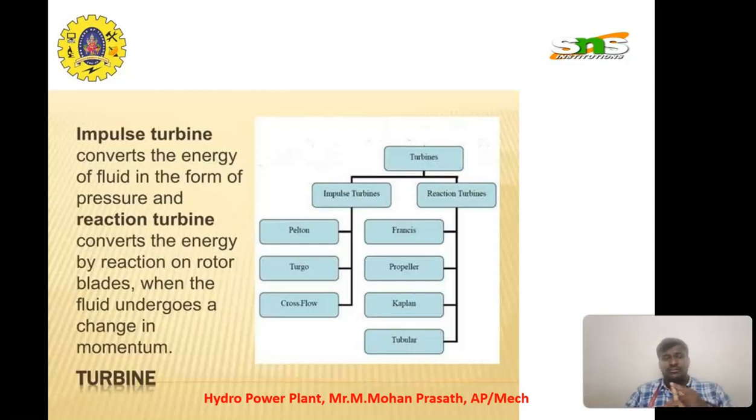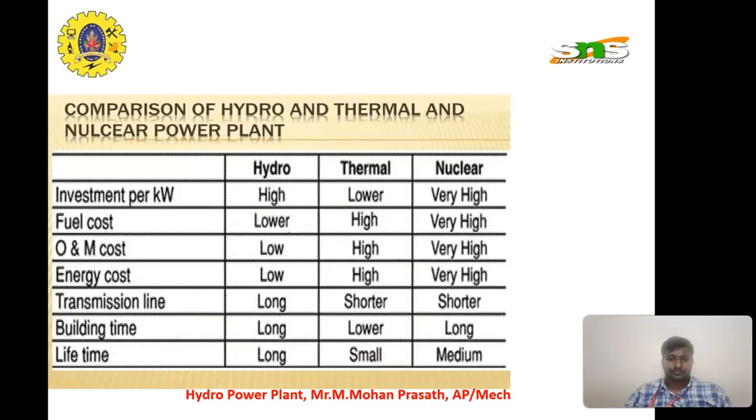Generally, two types of turbine were used for converting the kinetic energy into rotational motion, which were impulse turbine and reaction turbine. Impulse turbine converts the energy of the fluid in the form of pressure. However, in the reaction turbine, the energy was produced when the fluid undergoes a change in momentum. The impulse turbine is classified into Pelton, Turgo, and cross flow. The reaction turbines may be Francis, propeller, or tubular.